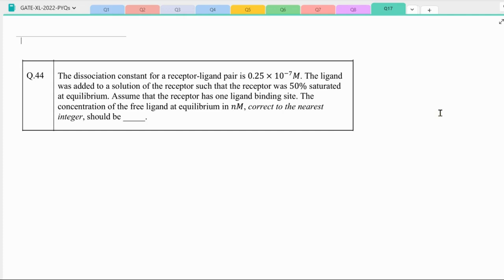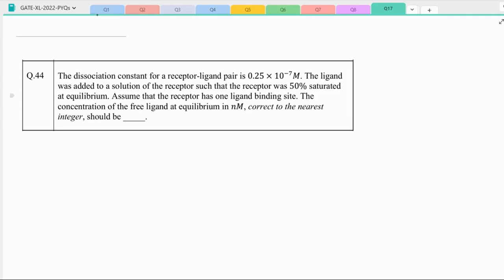The dissociation constant for a receptor-ligand pair is 0.25 into 10 power minus 7 molar. The ligand was added to a solution of the receptor such that the receptor was 50% saturated at equilibrium. Assume that the receptor has one ligand binding site. The concentration of the free ligand at equilibrium in nanomolar, correct to the nearest integer, should be.